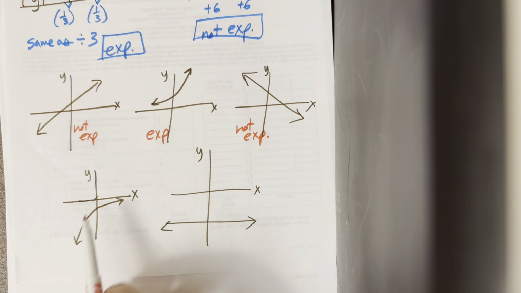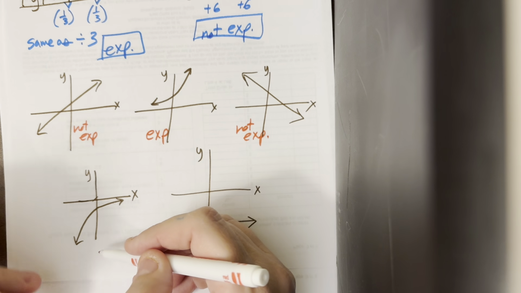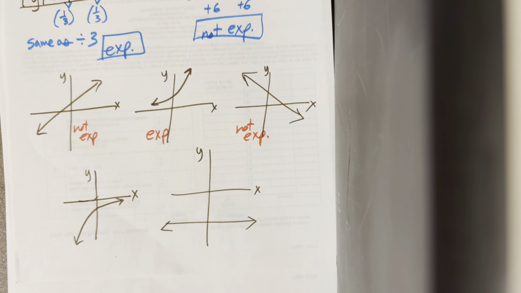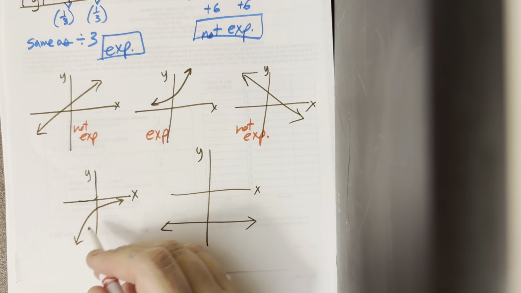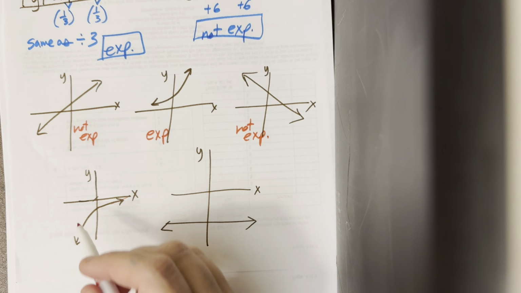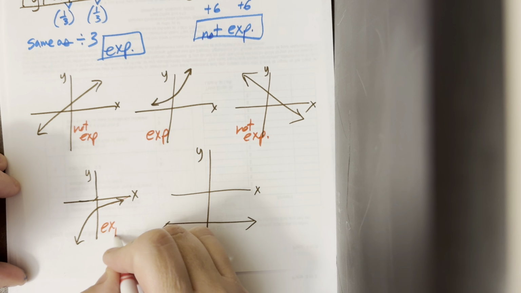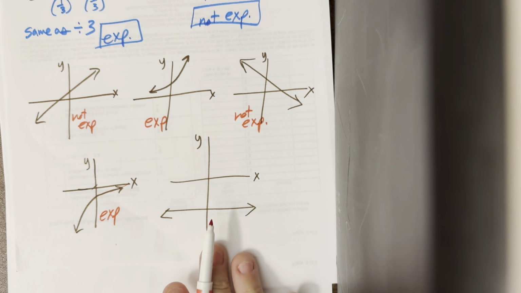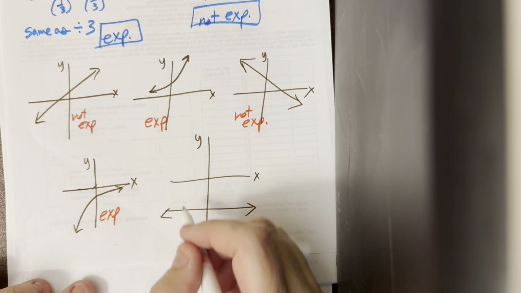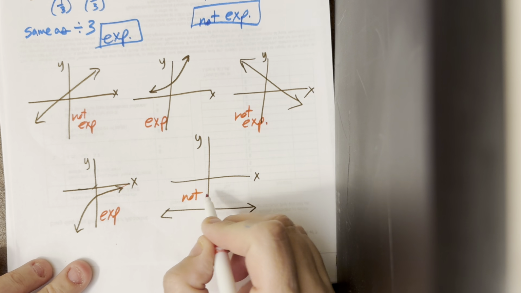This graph is essentially an exponential that's been reflected over the x-axis. So as you can see, it's approaching the x-axis here. That's going all the way down toward -infinity there. This one is also exponential. This is a horizontal line, which is a function. It's a linear function. It's not exponential.